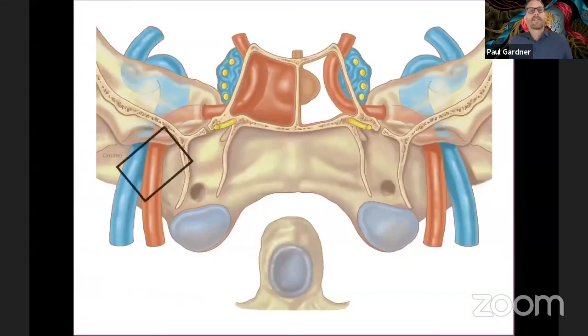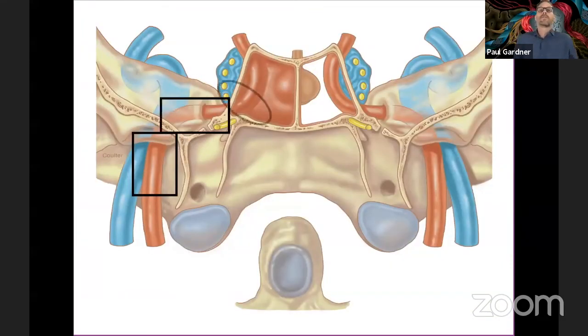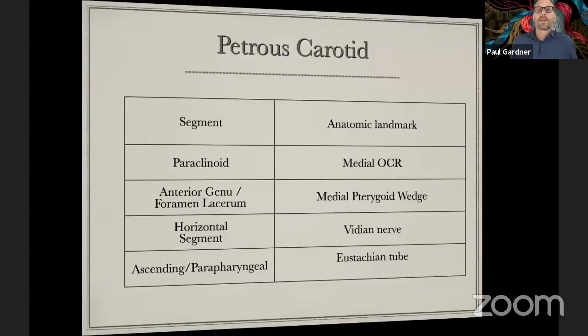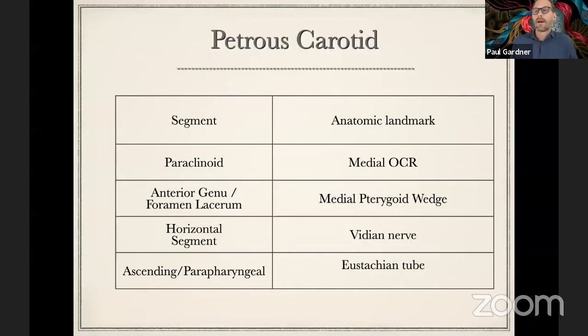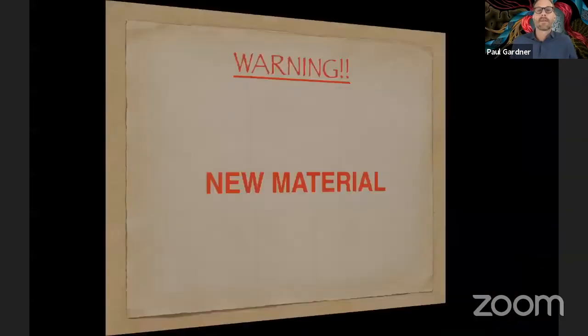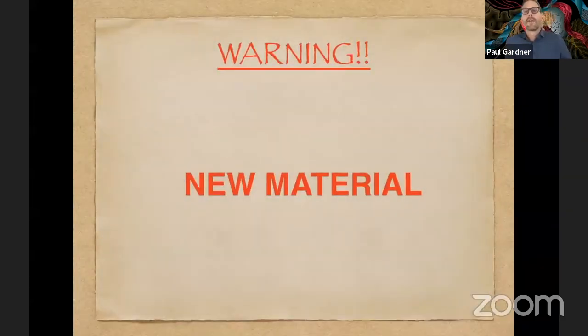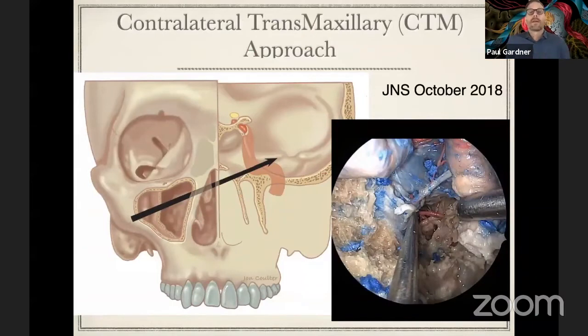Again, I can't emphasize enough, as we extend out into the Petrus bone, the importance of understanding the carotid anatomy and the key landmarks for accessing and safely dissecting out this anatomy. We can also try to avoid carotid injury by avoiding manipulation of the carotid. This is a recent development.